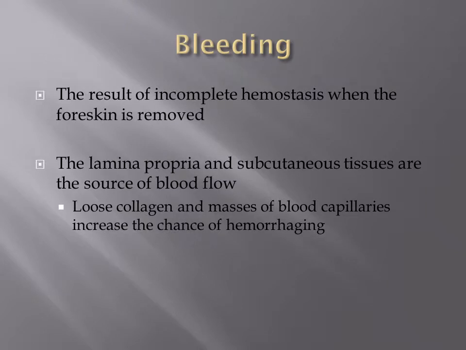Bleeding after a circumcision has been performed is evidence of incomplete clotting. The lamina propria and subcutaneous tissues in the layers of the foreskin contain loose collagen, which make clotting difficult. As a result, the amount of pressure and clamping times are critical. The clamping pressure will now be analyzed in detail.